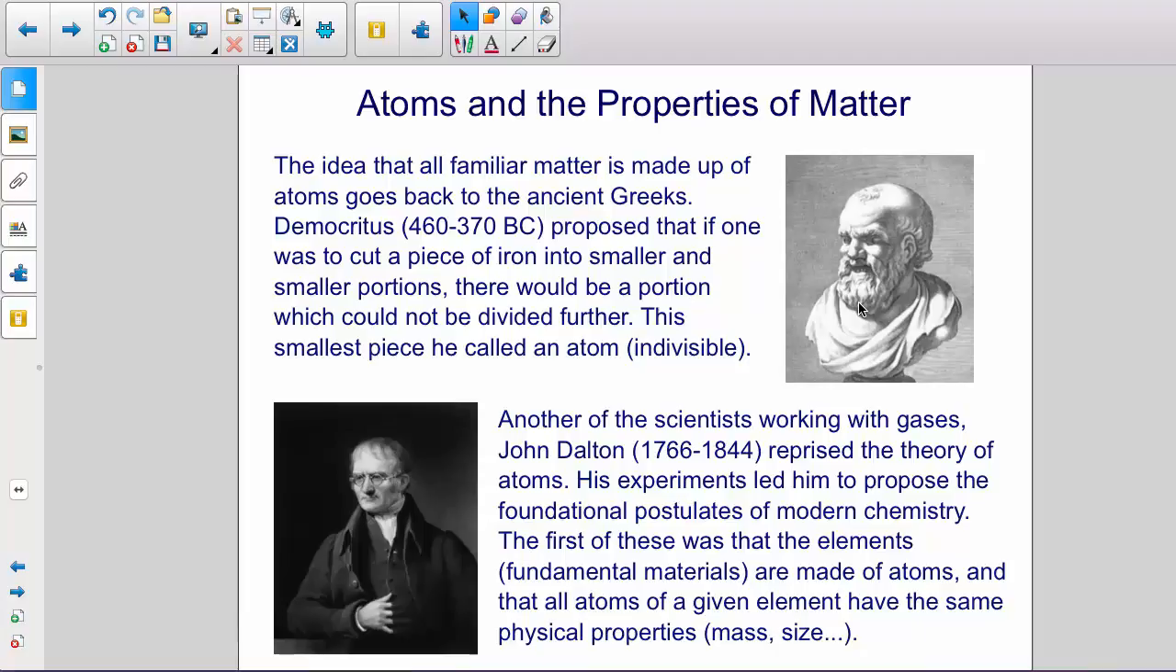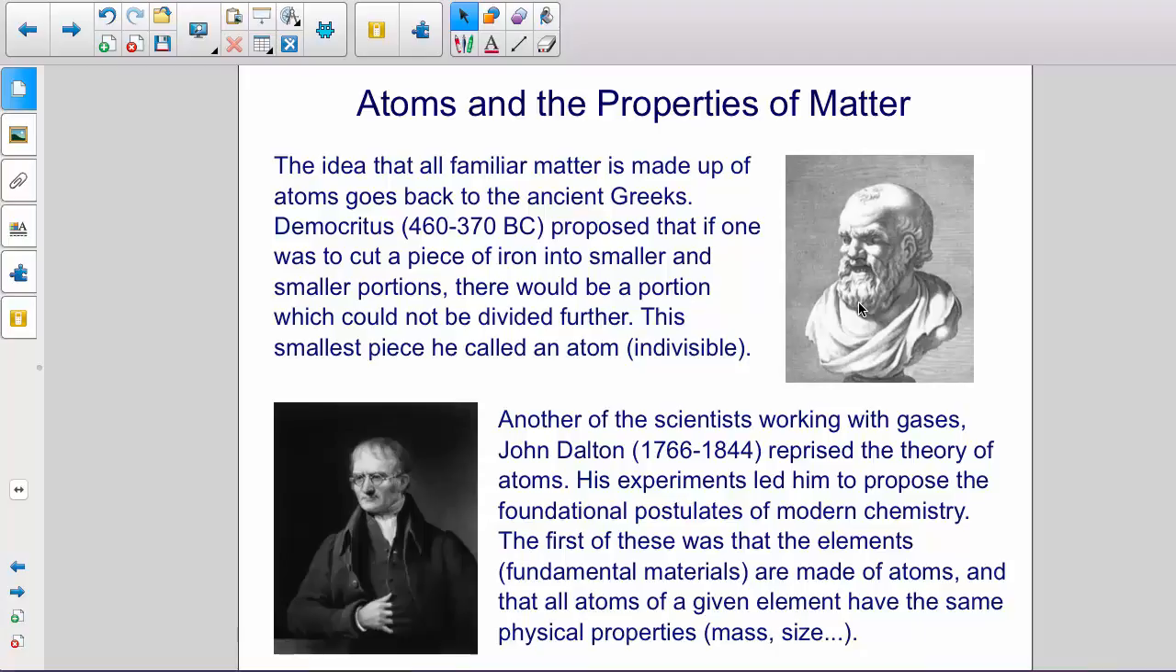The idea that all familiar matter is made up of atoms goes way back to the ancient Greeks, to Democritus in 460 to 370 BC. He proposed that if one was to cut a piece of iron into smaller and smaller proportions, there would be a portion which could not be divided further. This smallest piece he called an atom, meaning indivisible.